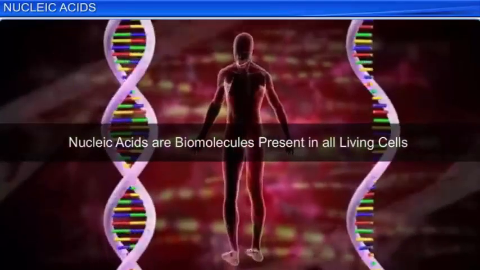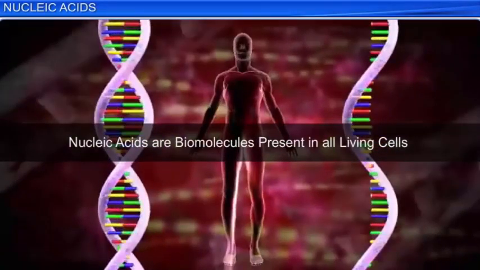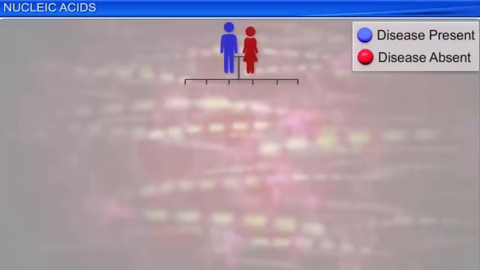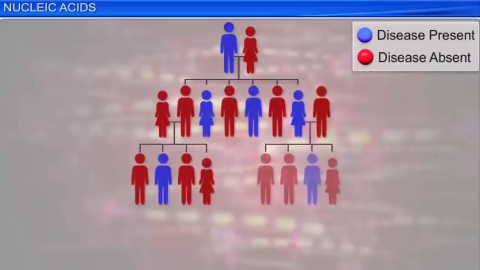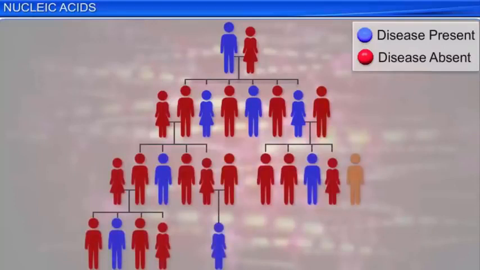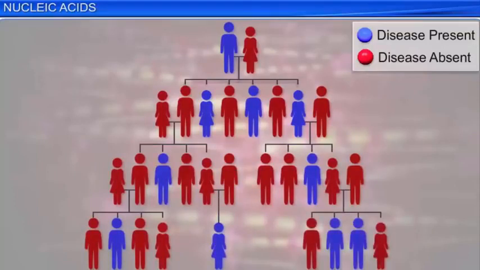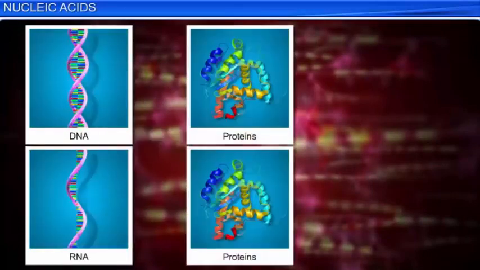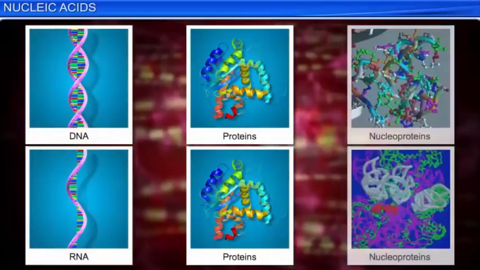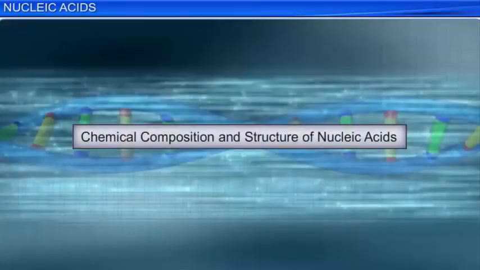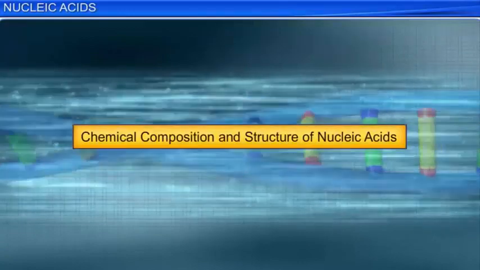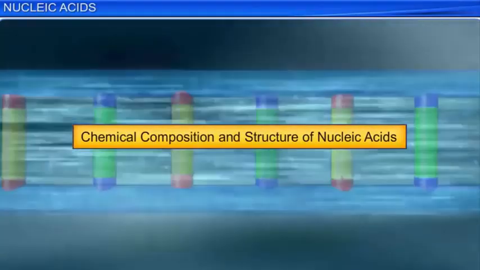Nucleic acids are biomolecules present in all living cells and are responsible for transmitting genetic information from one generation to the next. In other words, they are the carriers of heredity. They are found to exist along with certain proteins. Proteins, along with the nucleic acids, constitute nucleoproteins. Now, in this context, let us look at the chemical composition and structure of nucleic acids.